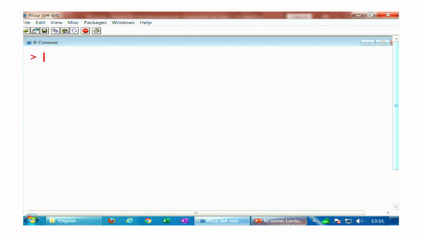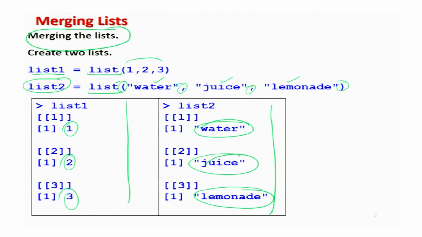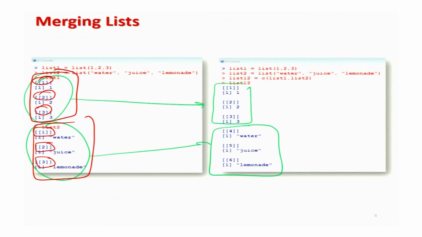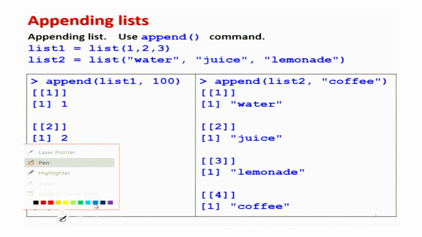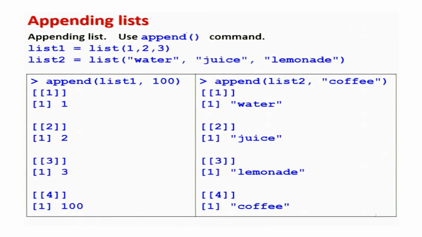Right. So now let us consider some more operations, and now I will show you how you can append something in the list. Append means you want to add something, right. Now, you have two options, whether you want to append something at a particular location or at the end.